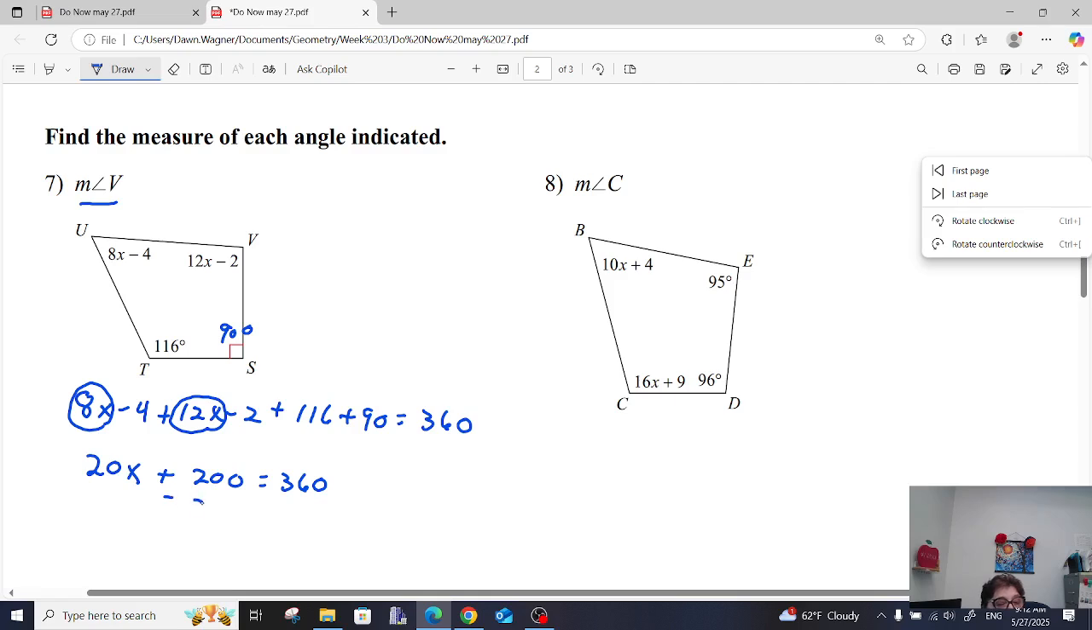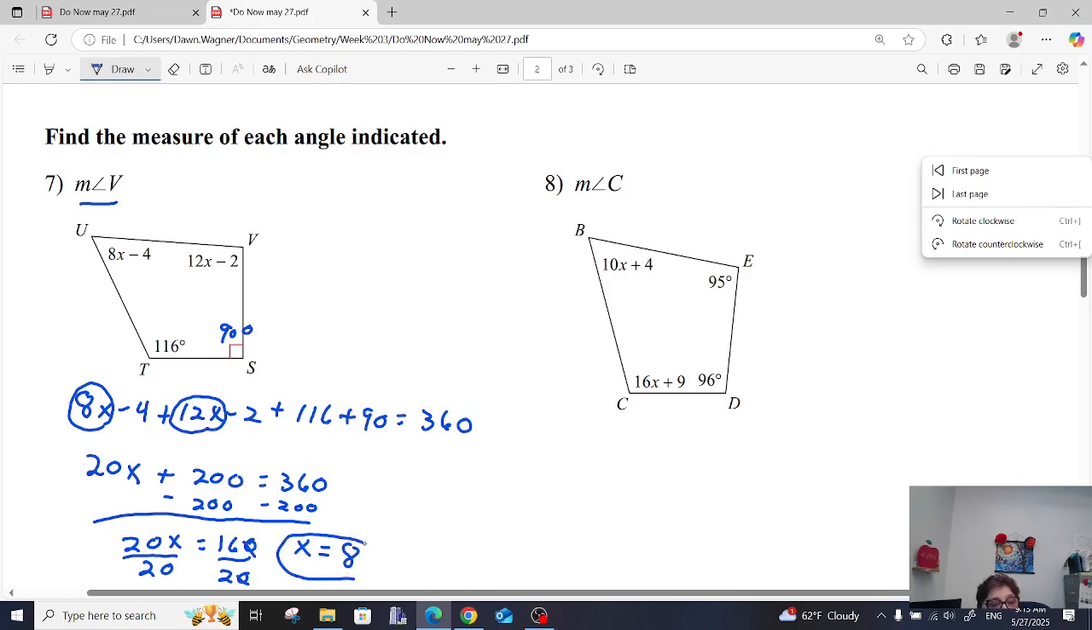Okay, I'm going to subtract 200 on both sides. When I subtract 200, I get 20x is equal to 160. I'm dividing by 20 on both sides. And x is equal to 8.